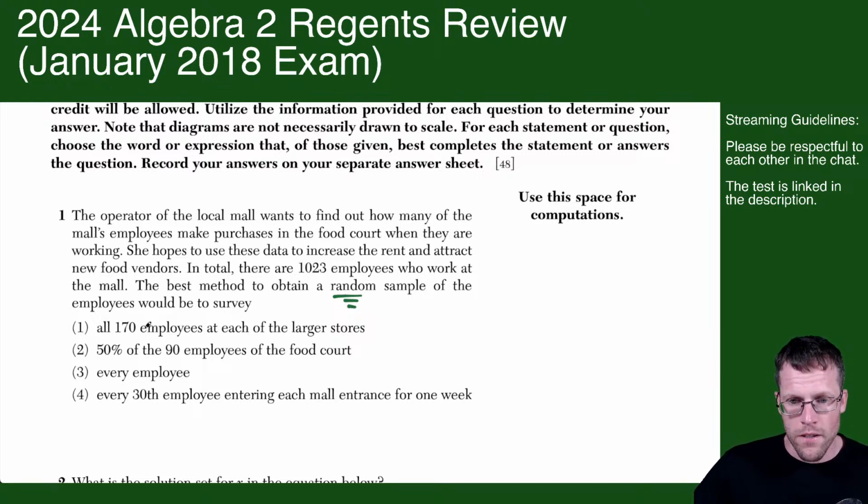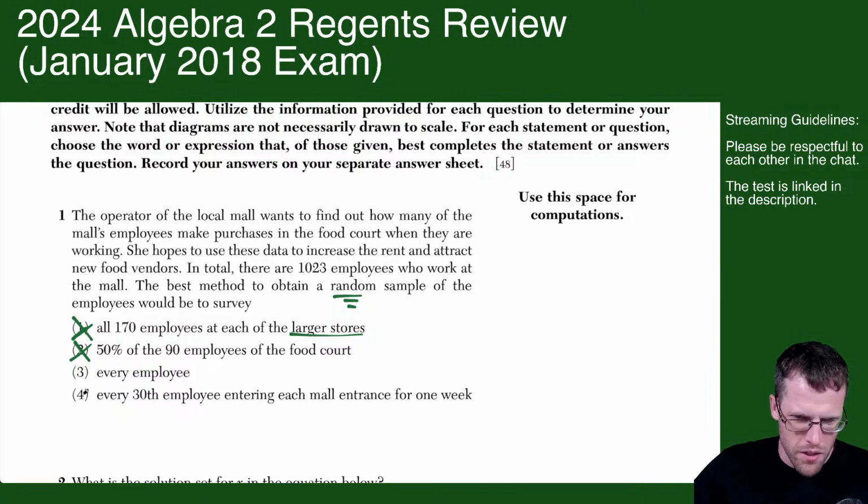All of the employees at each of the large stores? No, because that's too specific. That's not random if they only work at the larger stores. 50% of the 90 employees of the food court? Well, no, they work in the food court, so that's going to create bias. Now, this question I thought was a little annoying.